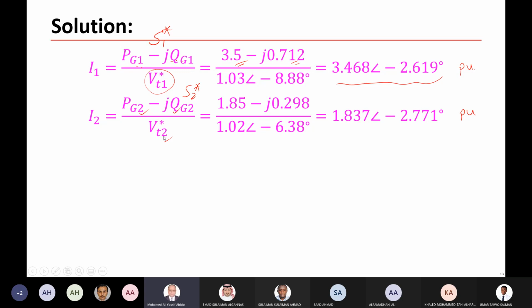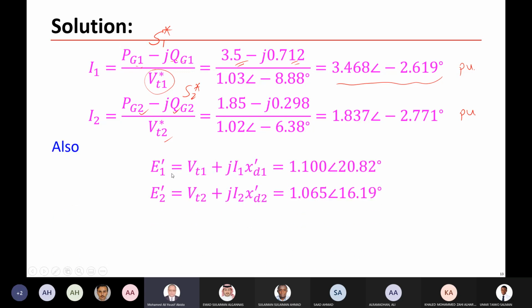Having V1 and V2, you can get E1 and E2. E1 prime equals VT1 plus j I1 Xd1 prime. So you can get E1 and E2 as a magnitude and angle here. So this is delta 1,0, and this is delta 2,0, the initial values.